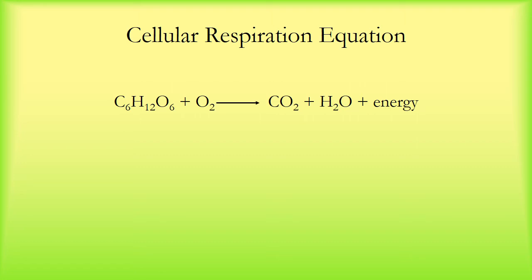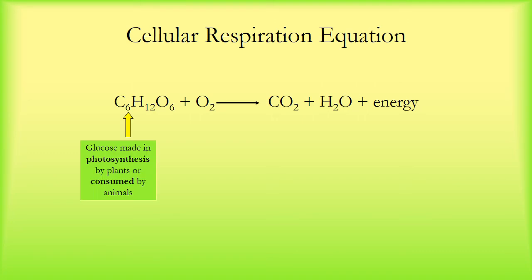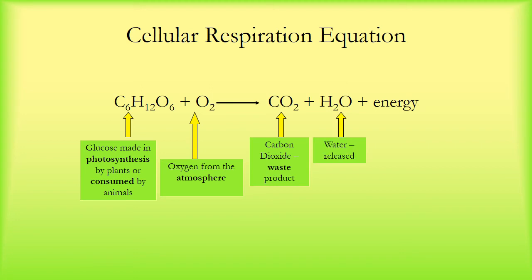The opposite of photosynthesis is cellular respiration. And again, this equation is not balanced. We have 6 carbons on the left, 1 on the right. But in cellular respiration, we have glucose and oxygen, and they produce carbon dioxide and water and ATP energy in cellular respiration.